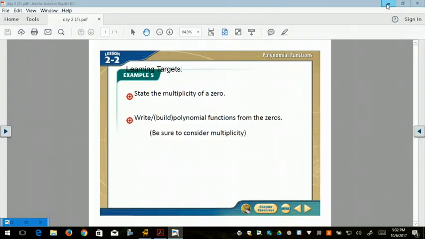Welcome to Lesson 2.2, Day 2. The learning targets today are that you should be able to state and identify the way the graph will look using the multiplicity of a zero, and that you should be able to write or build polynomial functions from the zeros, including considering multiplicity if you're giving a sketch of a graph.